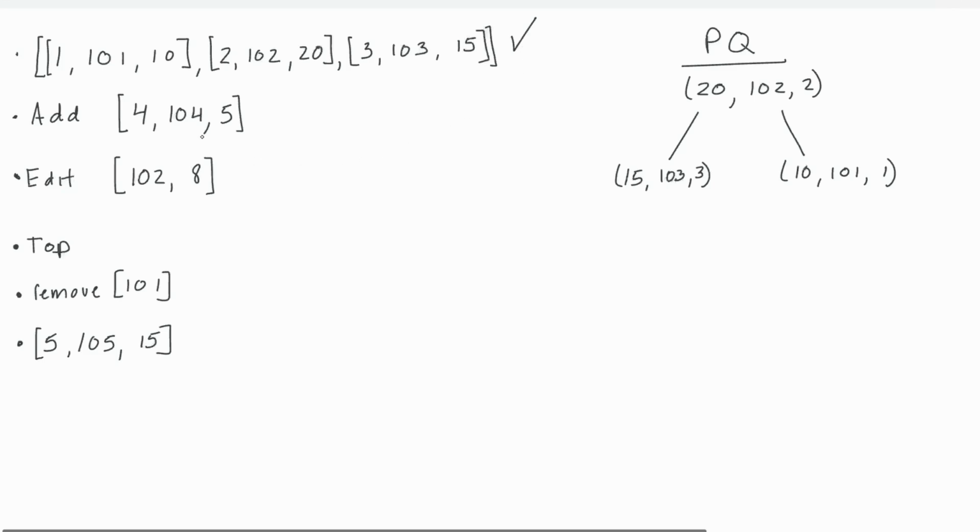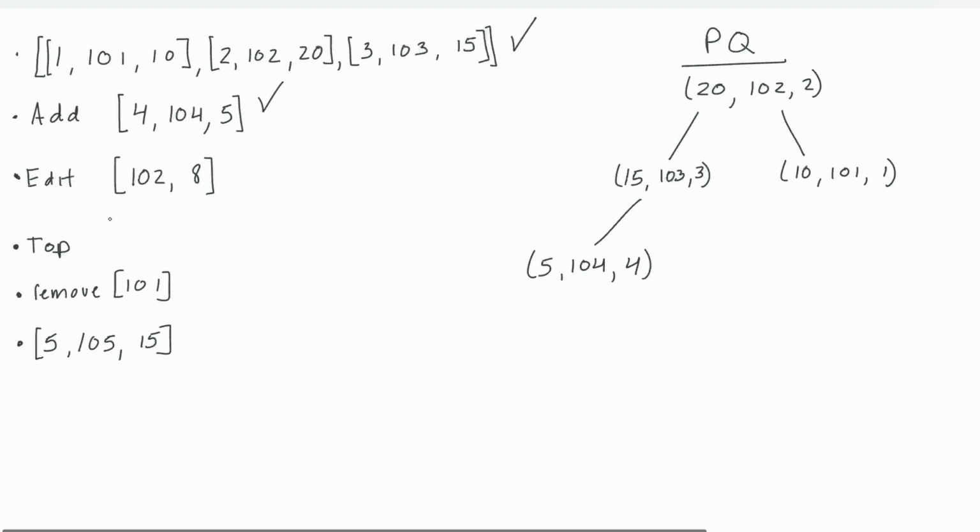Then what we're going to do is add this new task, the task ID 104 with a priority of 5 for user 4. We can just add that down here and go to the next spot in our heap. So we'll have a priority of 5, task ID of 104, and then a user ID of 4. So now this is done.